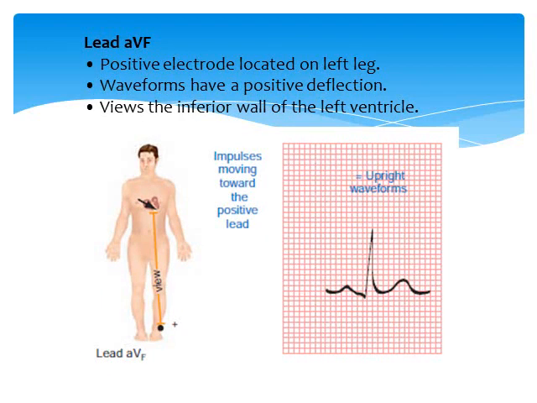In AVF, the positive electrode is located on the left leg. Here also the impulses move toward the positive lead, so the waveforms have a positive deflection. Lead AVF records the impulses from the inferior wall of the left ventricle.